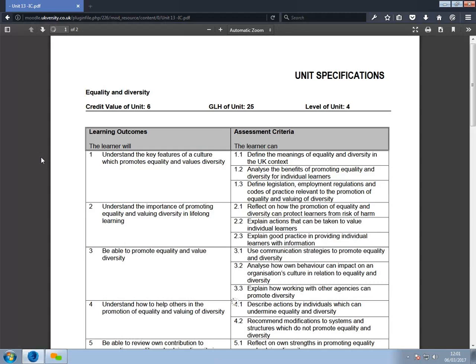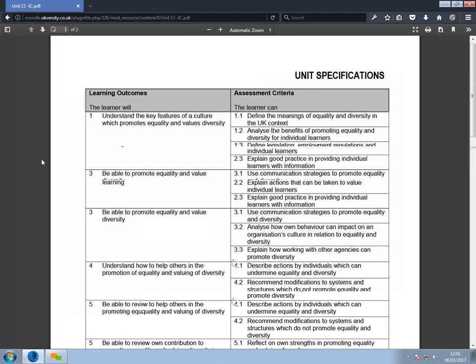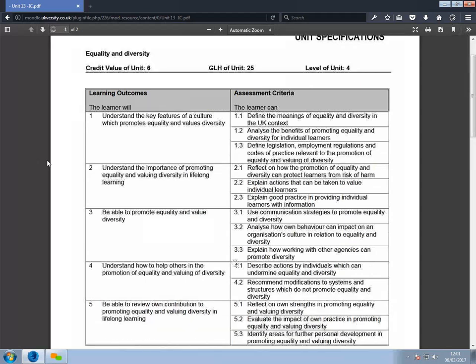We can look at the first learning objective, which is to understand the key features of a culture which promotes equality and diversity. A culture has to have, for a start, an equality and diversity policy. It asks you to define the meanings of equality and diversity in the UK context, analyse the benefits of promoting them, and define legislation, employment regulations, and codes of practice relevant to the promotion of equality and valuing diversity.